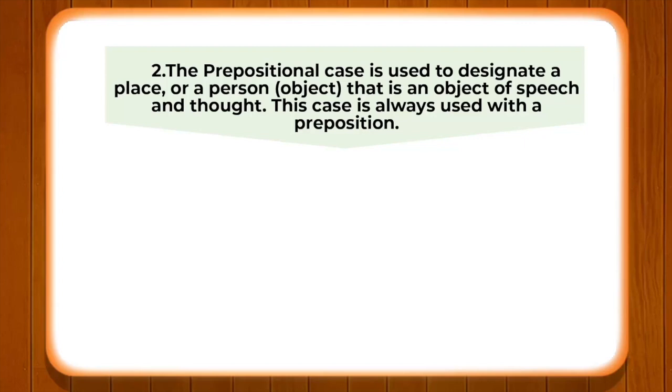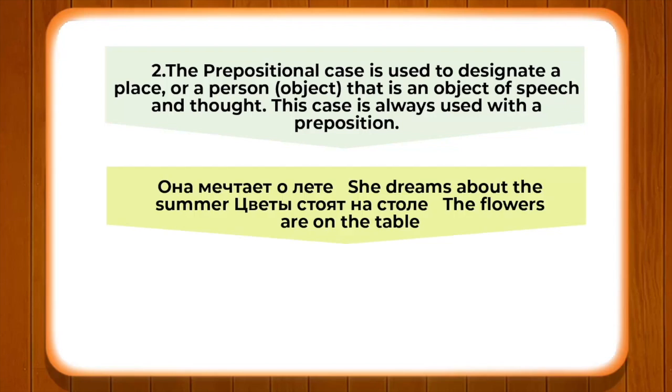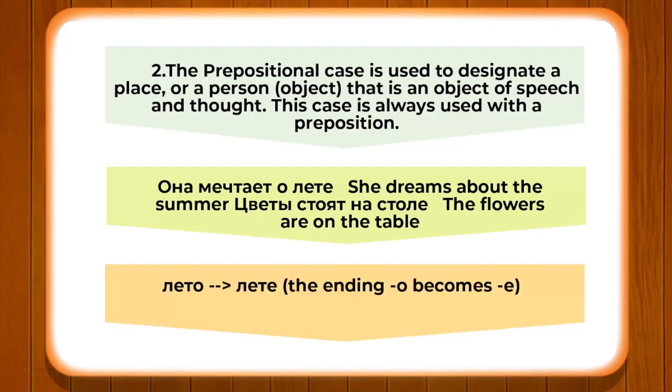So now let's understand how this prepositional case works with an example like Анна мечтает о лете. She dreams about the summer. Цветы стоят на столе. Где стоят? На столе. On the table. So the flowers are on the table. Лето changes into лете, ending о changes into е, and стол ending changes into е. These are the basics of the prepositional case. How do we change?